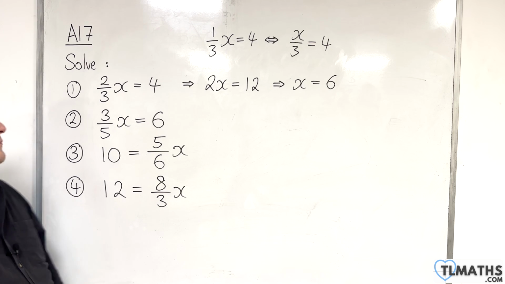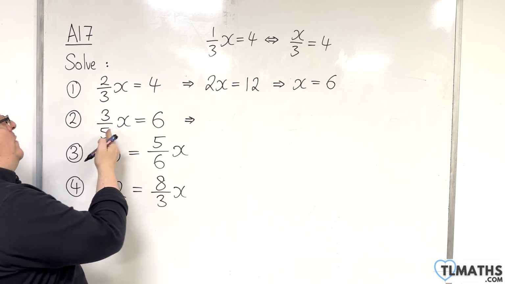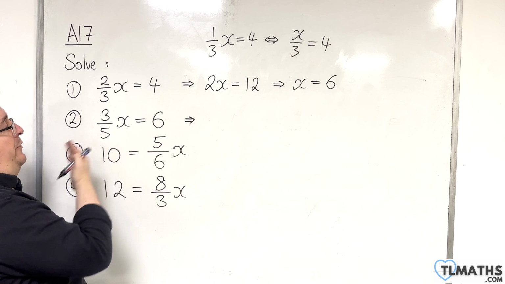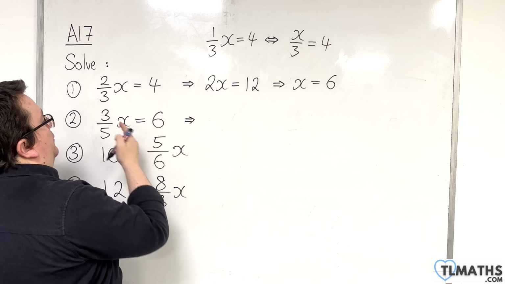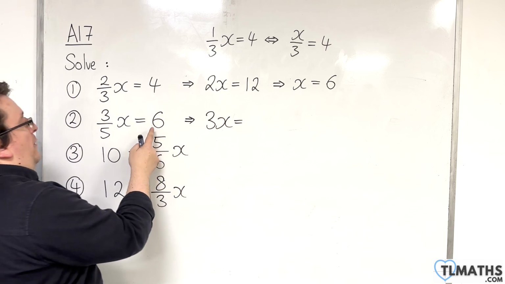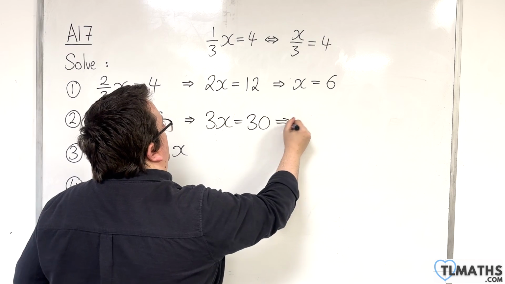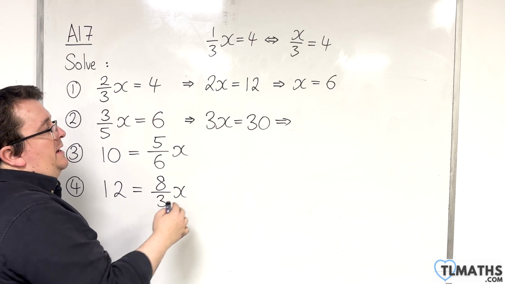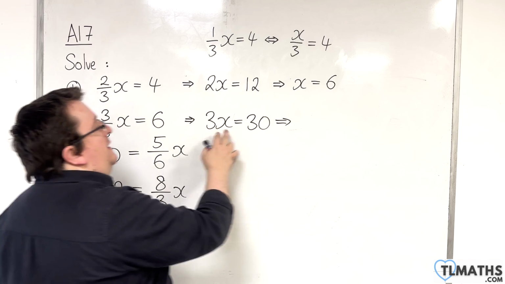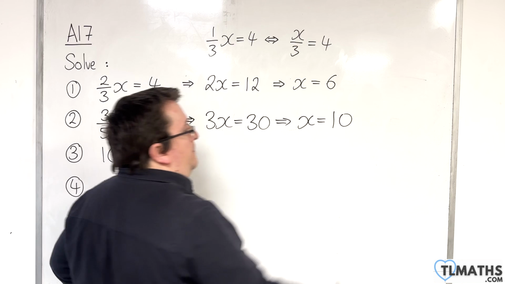So let's keep going. So number 2, we have 3/5 x equals 6. Let's get rid of the fraction by multiplying both sides by 5. So on the left-hand side, we're going to get 3x. If we multiply the 6 by 5, we get 30. So 3x equals 30. x is being multiplied by 3, so we're going to divide both sides by 3. Left-hand side becomes x. 30 divided by 3 is 10.